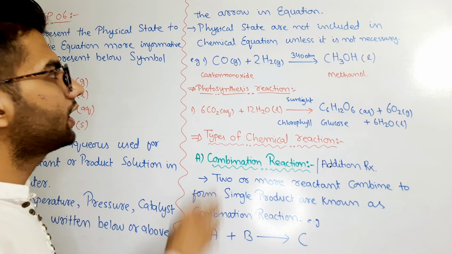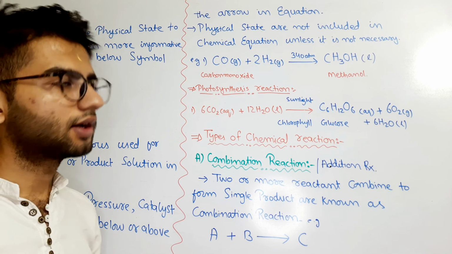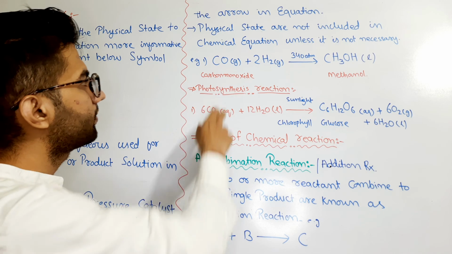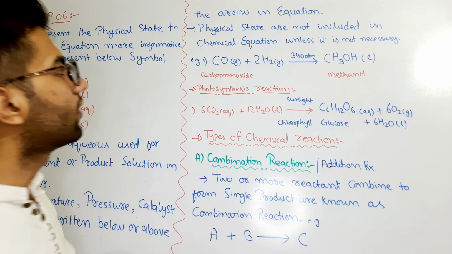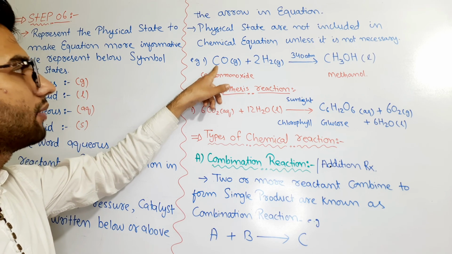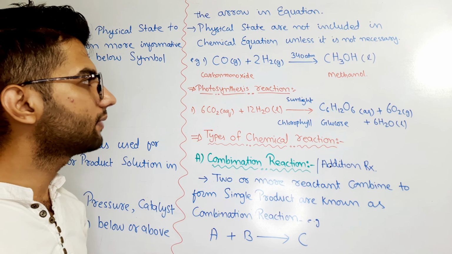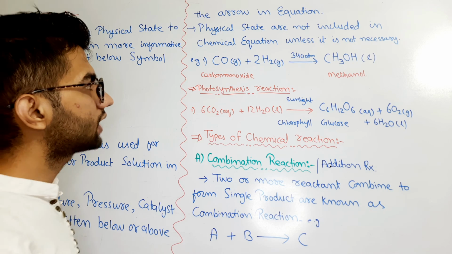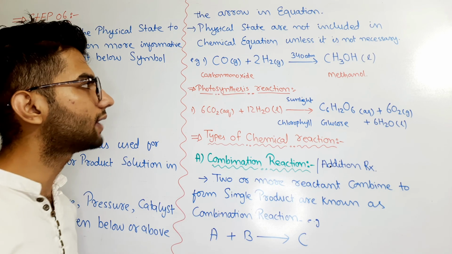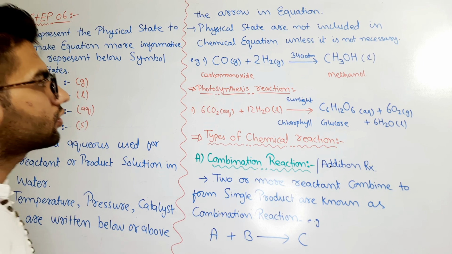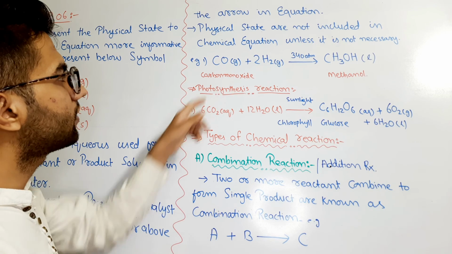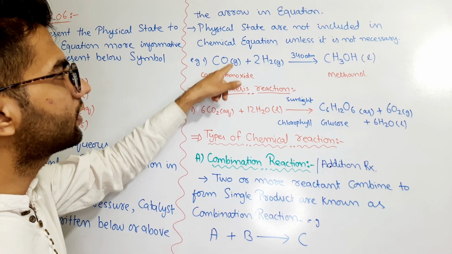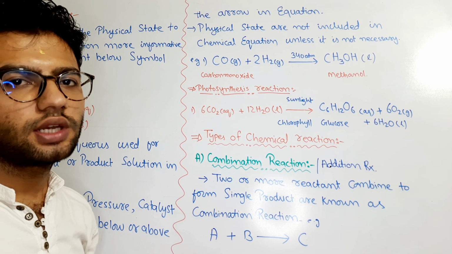And there is an example to make our learning simpler. There is a question: when carbon monoxide reacts with hydrogen gas, it forms methanol, CH3OH. Now, if you look at the equation in symbol form, it is CO, and after that CO there is a representation of g in brackets.